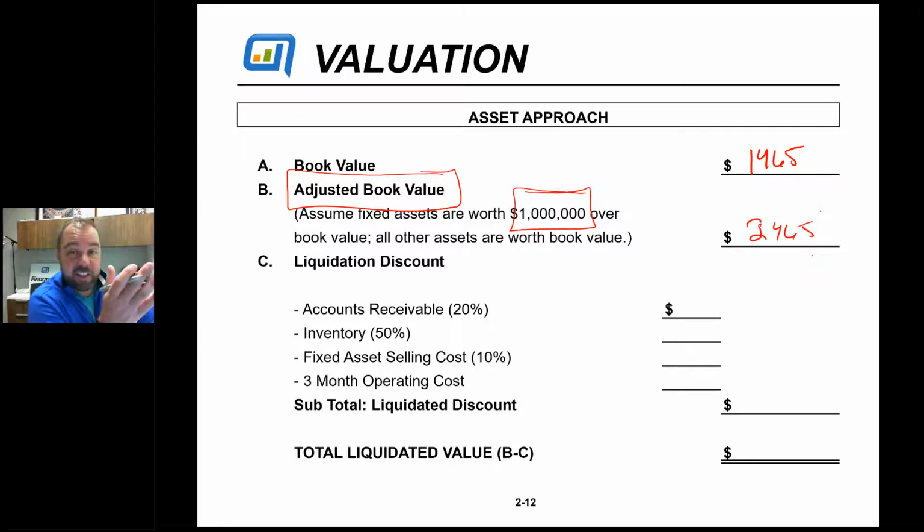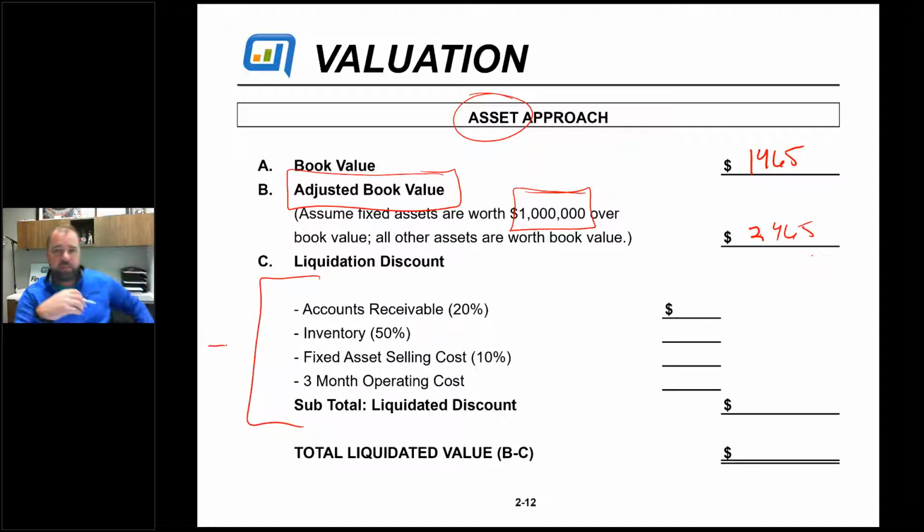Now, you know what's funny? What happens if you get an appraisal you don't like? Yeah, just go get another one. That's all you do. So this one here was $1 million over book at 2465. That's where we start. Now remember, this is the asset approach, and this is going to set our bottom dollar, the do not go lower than. And in order to set our bottom dollar, we're going to have to subtract some things out, right? This is negotiation points.